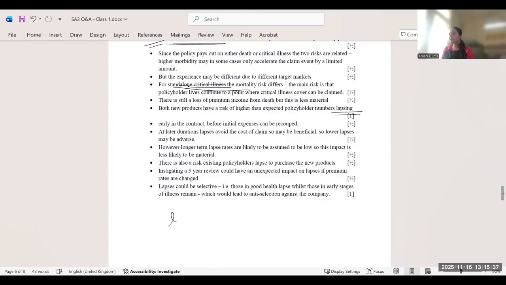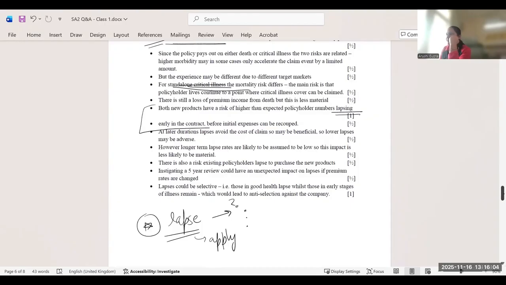So how do you describe a lapse risk? Don't cheat from the answer. If you make another heading that you want to discuss lapse risk, what are you going to explain in it and apply to the question? Tell me. If there are higher lapses in the initial period, then the initial expenses will not be recouped. Yes, similarly. So that's what they write.